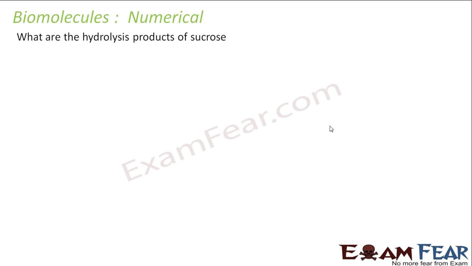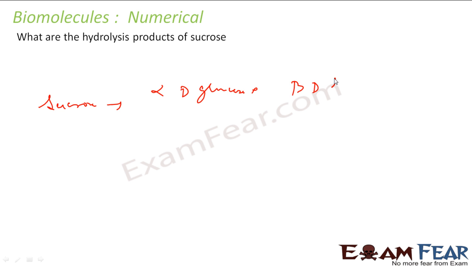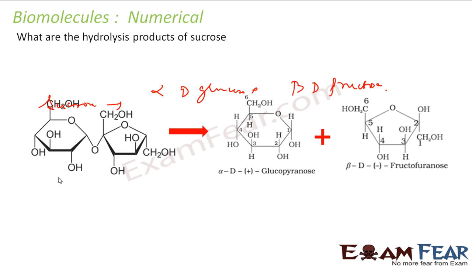The next is, what is the hydrolysis of sucrose? See, sucrose will give what? You take a sucrose, you get alpha D-glucose and beta D-fructose. This is what we have seen. This is my sucrose. It is giving you alpha D-glucose and beta D-fructose. We have seen this so many times.